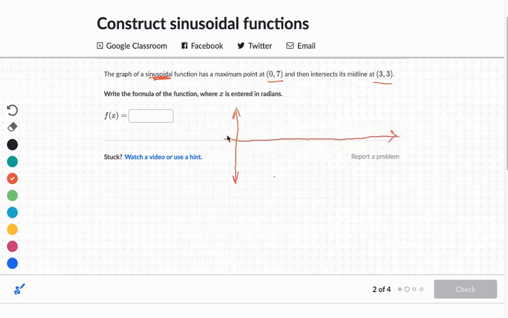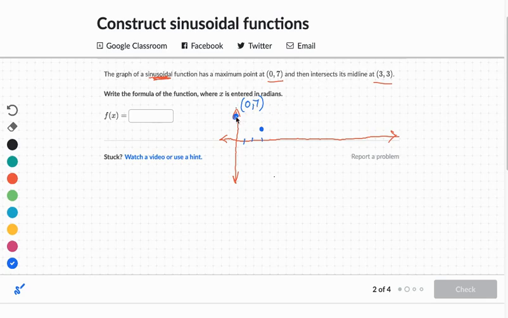All right, so it has a maximum point at (0, 7). So (0, 7), let's call it right there. And then it intersects its midline at (3, 3). So I'm going to go over by ones: 1, 2, 3, and then (3, 3), about right there. So my units are about 3 going up and down and about 1 going across. So 3 is its midline.